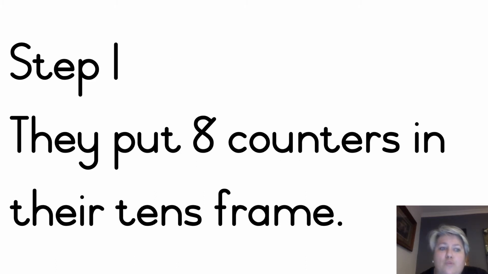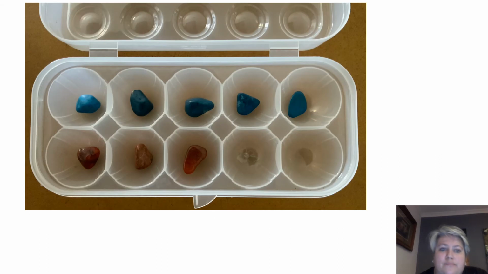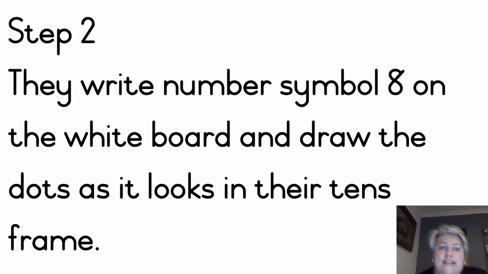Now, step 1 will be that they put the 8 counters in their tens frame. And this is how it will look in their tens frame. They will have the top row of 5 complete, so they know by now that a full row at the top means 5 without even counting it. And then they will get to know the picture. They will get to memorize it. Most of them can do it already, where they see the full row and 3 at the bottom, and then they know that it's 8. So obviously that's how their tens frame will look. They will have their 5 counters in at the top and their 3 at the bottom, which will then give you your 8.